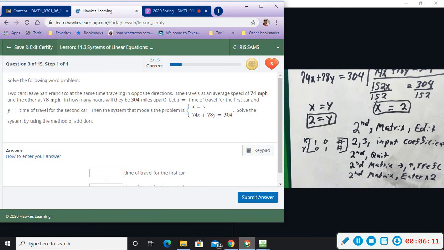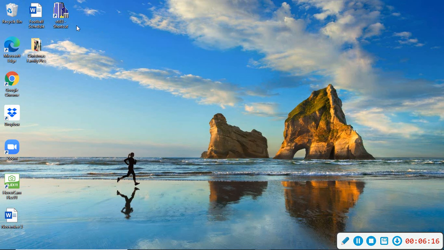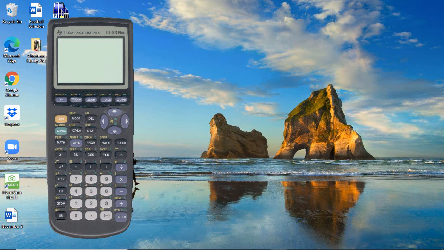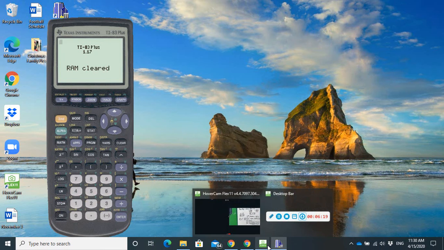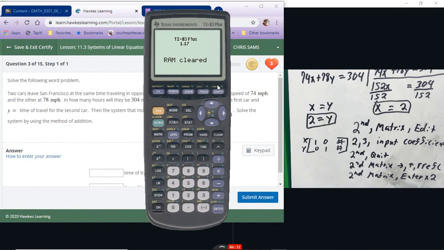I'm going to do it on the calculator computer. Or the computer that's on the calculator. The calculator that is on the computer. Oh my gosh, I can't talk. Okay, so here we go.